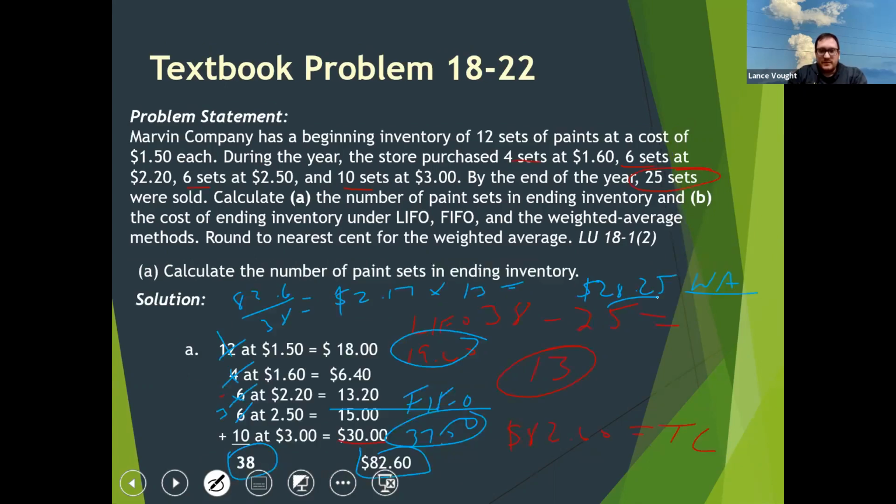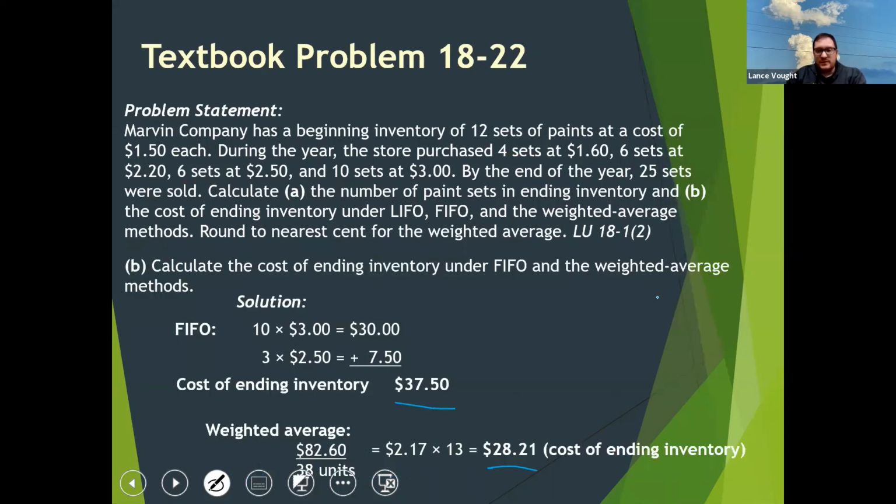2.17 times 13. I don't know how I got a different answer. Maybe I just read it wrong on my calculator. I did. It's 28.25. Whoops. So we got the same answers as our solution.